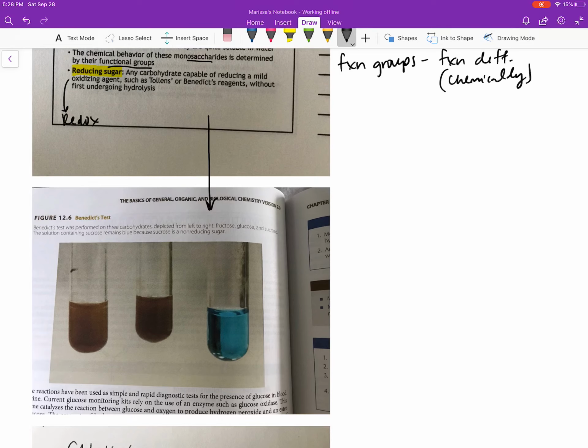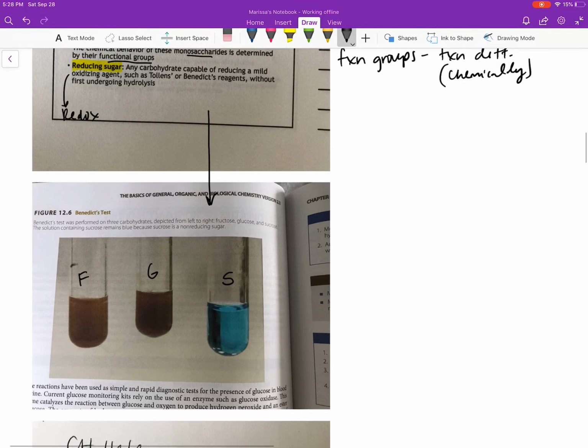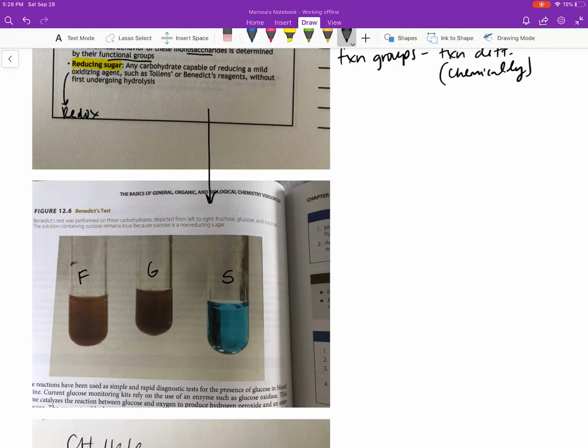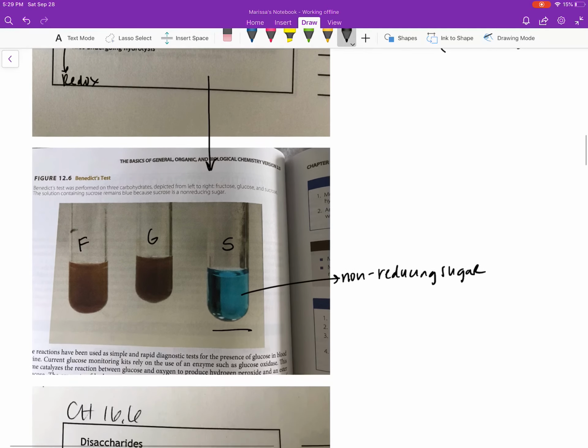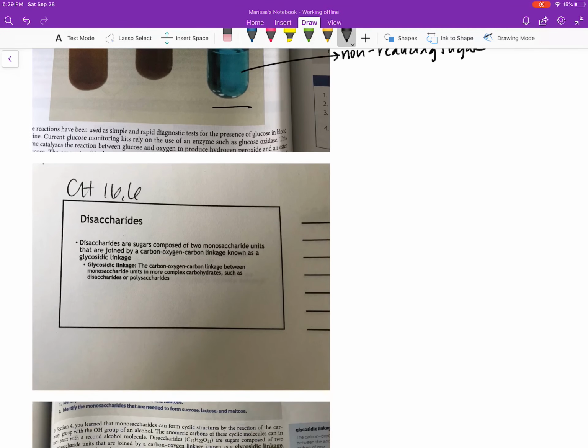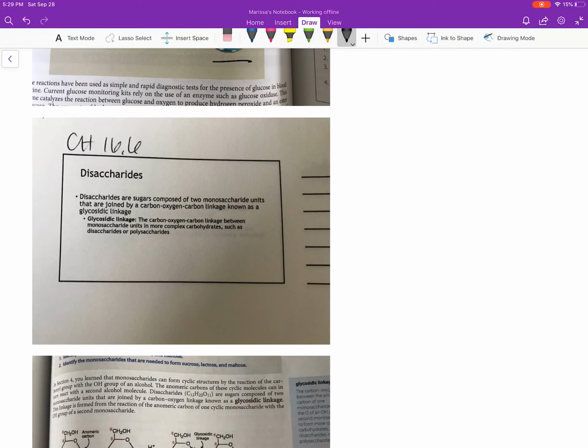So what this says is Benedict's test was performed on 3 carbohydrates. We have fructose, glucose, and sucrose. Okay, and what the Benedict's test tells us is the solution containing sucrose remains blue because sucrose is a non-reducing sugar. So it's just a test we can do to test the chemical properties of monosaccharides. Okay, so that's all I need you to know about Benedict's reagent.